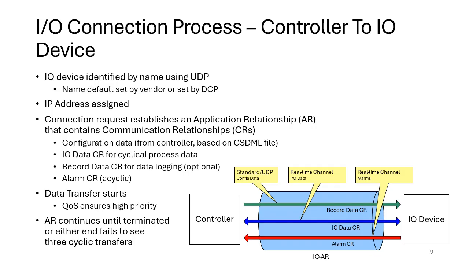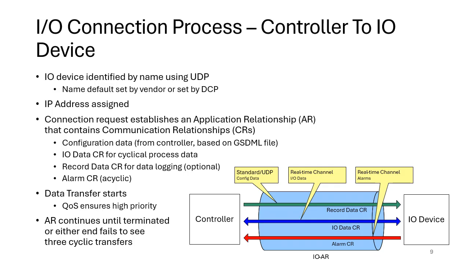Now this sounds complicated, but this is all handled by the system. It's great to understand what's going on inside, but from a typical engineer's point of view, the only thing you need to worry about is setting the I/O device name and IP address using DCP, and then once the system is up and running, all of the data transfers happen automatically, controlled by the controller and the I/O device, and you see the data and the outputs get energized according to the controller outputs. So it's more complicated to explain than it is to use.